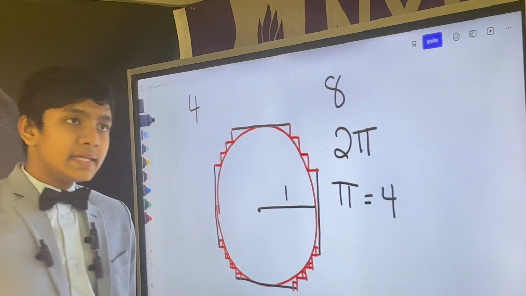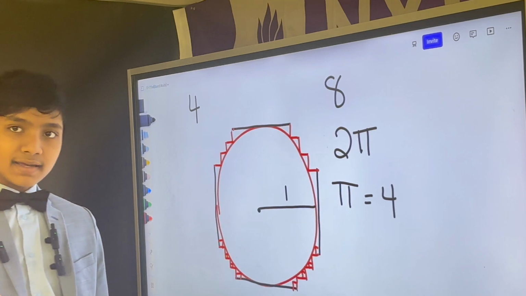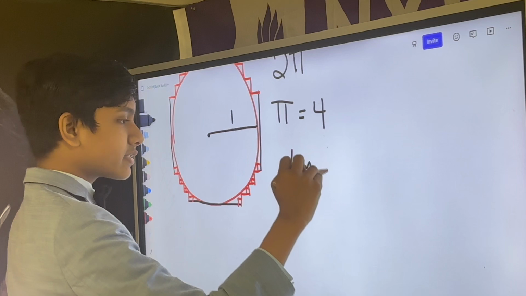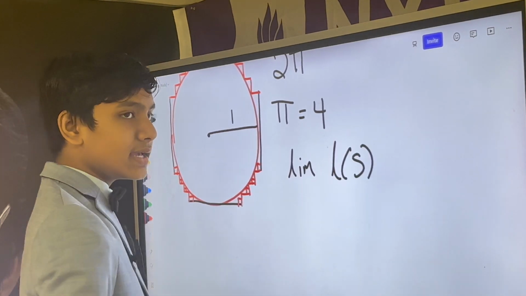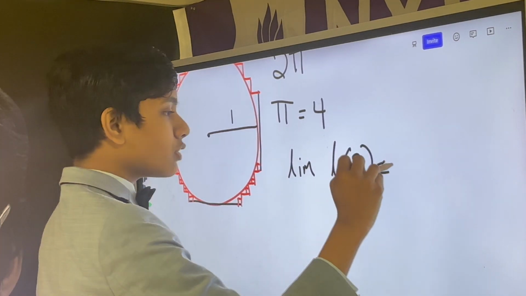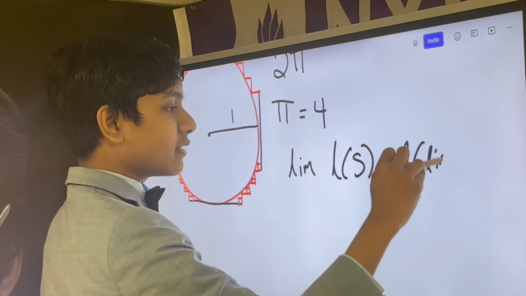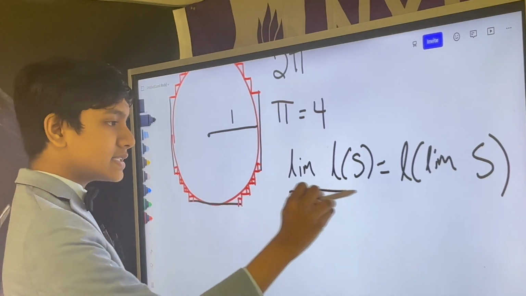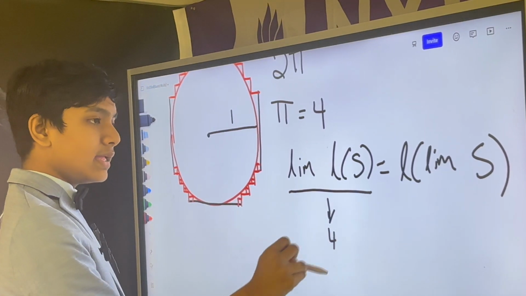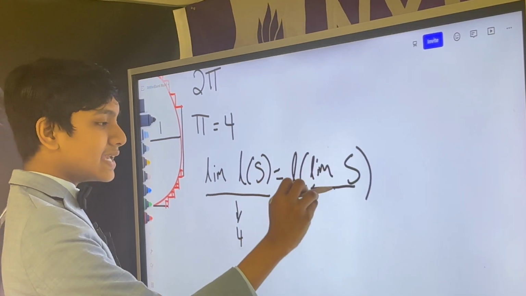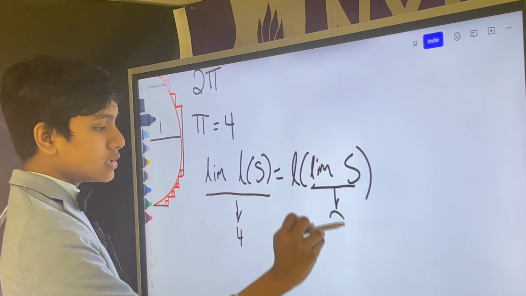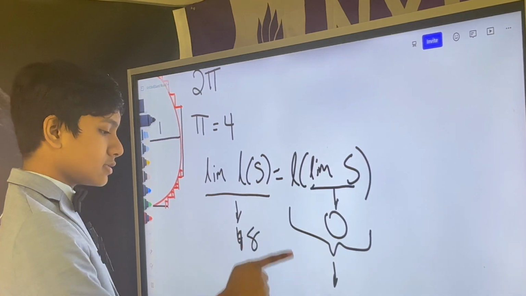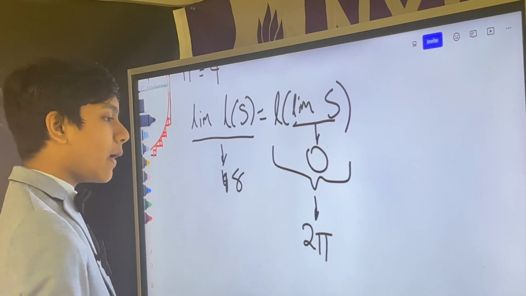Because what people were misunderstanding is that the limit of the length of the shapes is not necessarily equal to the length of the limit of the shapes. The limit of the length of the shapes was always 4, even though the limit of the shapes was a circle, so the length of the limit would be 2 pi.